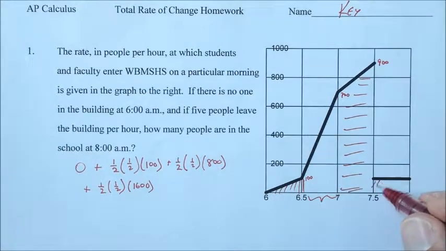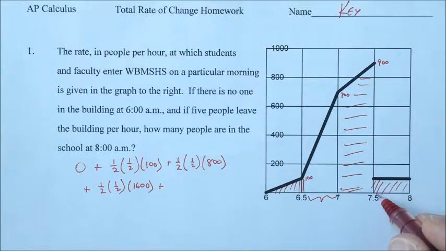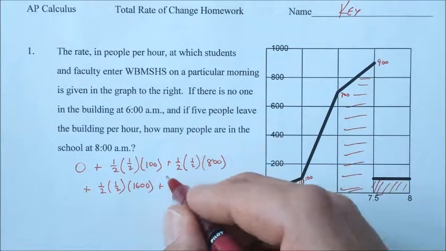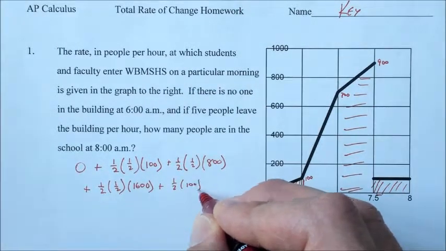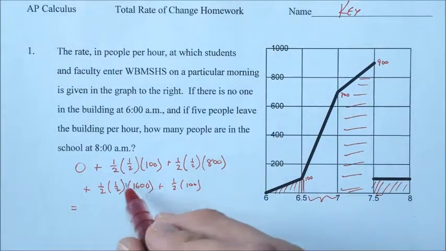And finally, we have this rectangle down here. The area of the rectangle is base times height. The base is a half. The height is 100.